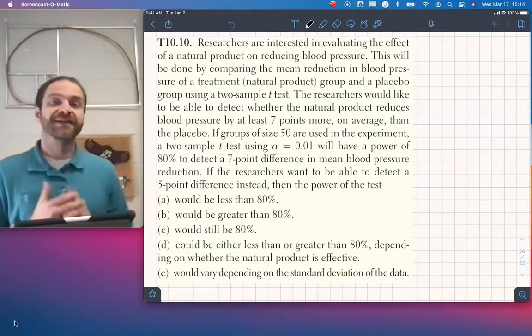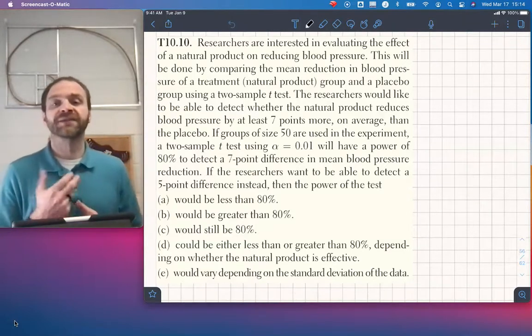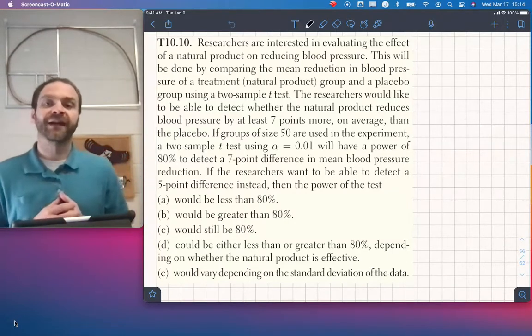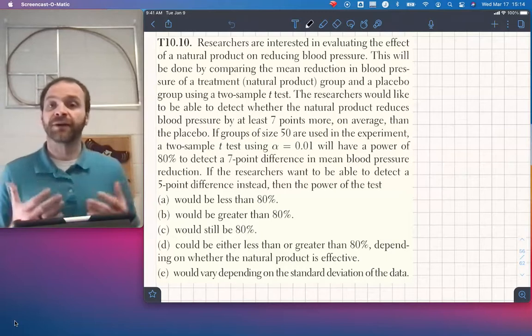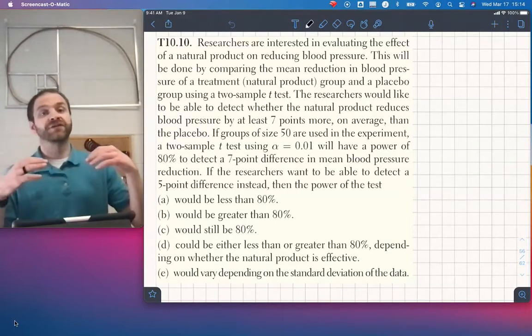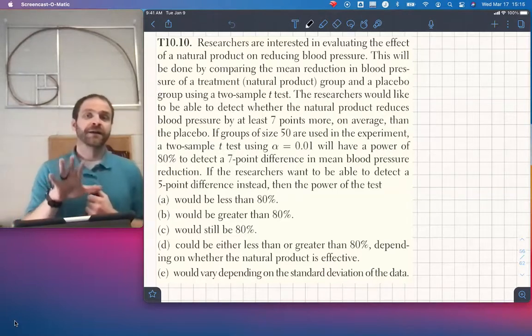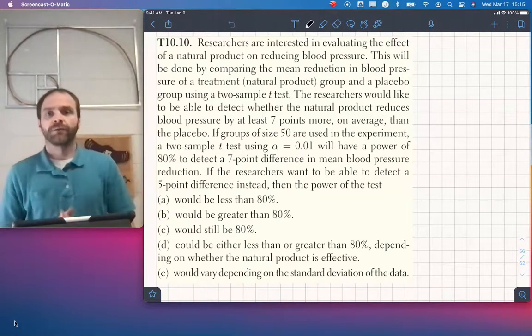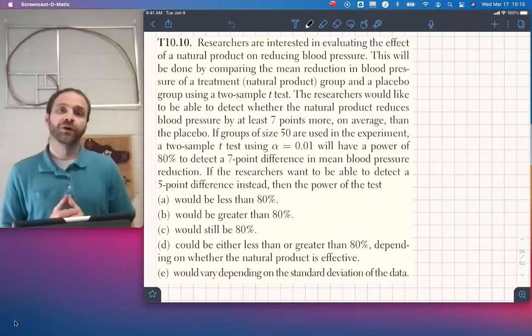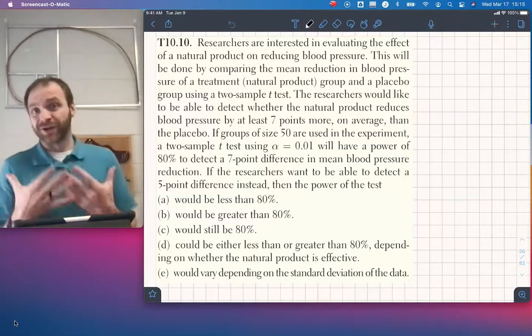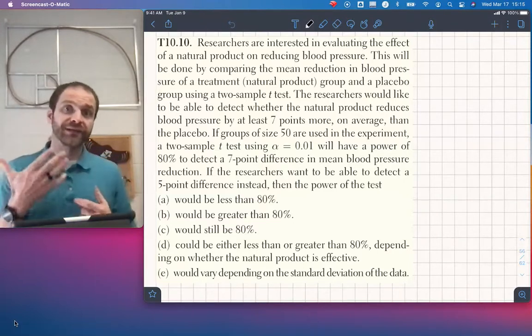If the groups of size 50 are used in the experiment, a 2-sample t-test using alpha of 0.01 significance level will have a power of 80% to detect a 7-point difference in mean blood pressure. If the researchers want to detect a 5-point difference, then the power of the test will be, well, I thought we only needed to know 1 minus beta for power. And, well, you're asked to find power, yes. But if you're asked to interpret power, no. You have to know the definitions.